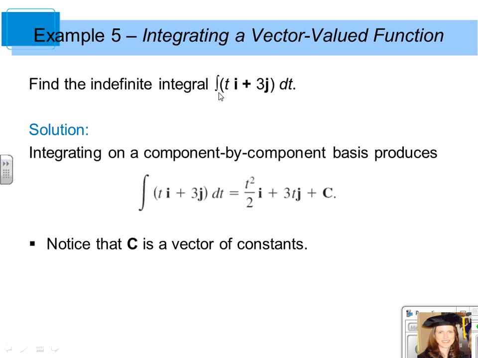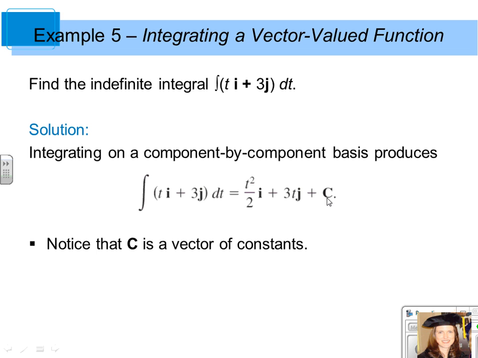To integrate t i plus 3 j, we integrate each of the components. The antiderivative of t i would be t squared over 2 i. And the antiderivative of 3 j would be 3t j. And then we're adding a constant.